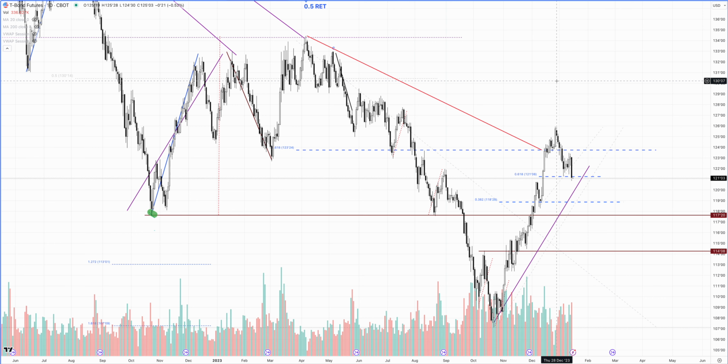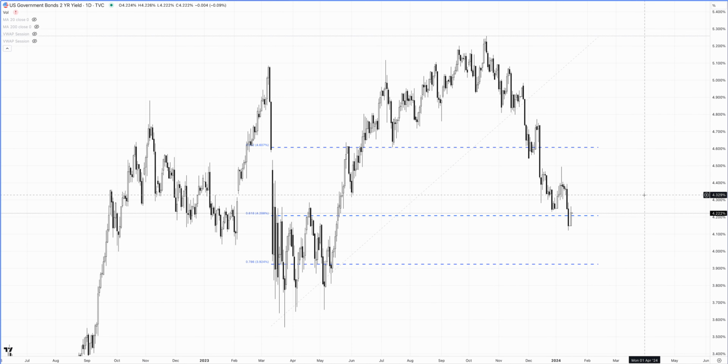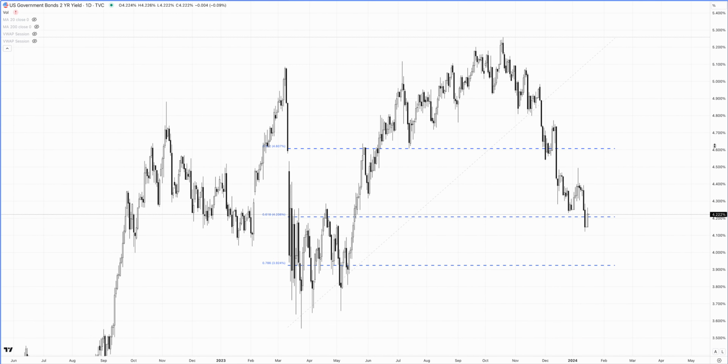And now let's take a look at the US 2-year note. And here I'm going to use the yield chart. So this is the daily chart of the US government bonds 2-year in duration, so the shorter end of the curve. And here on the y-axis we see the yield, we don't see the price. And what we can see is that this one is yielding 4.22% as of the close of business today.